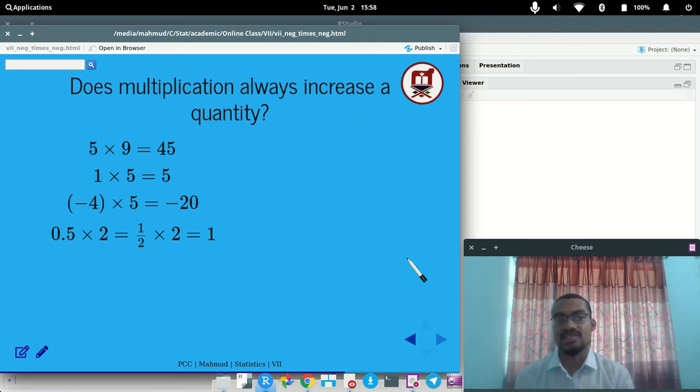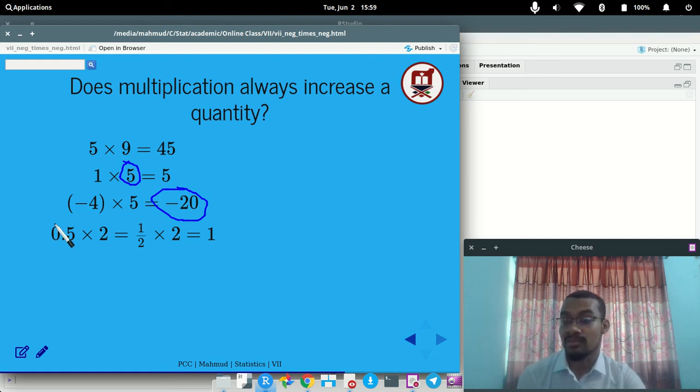Now another question: does multiplication always increase a quantity? Let's see some examples. If we multiply 5 by 9, we get 45, which increases both the numbers 5 and 9. If we multiply 1 by 5, we get 5. In this case, the number 1 increases, but the number 5 does not increase. Again, if we multiply 5 by -4, we get -20. But -20 is less than 5, so 5 is not increased.